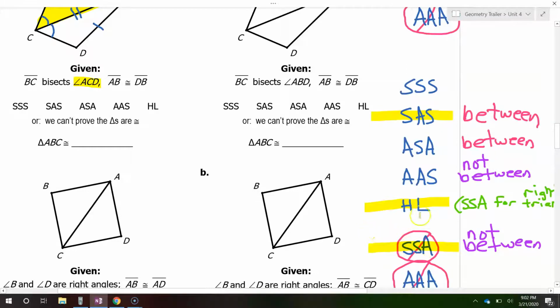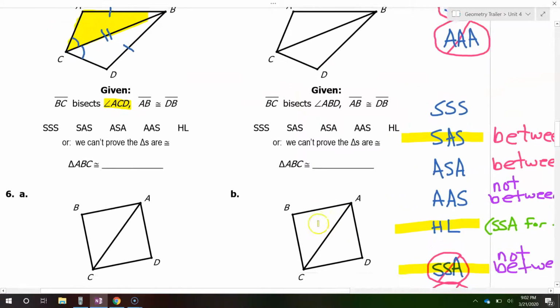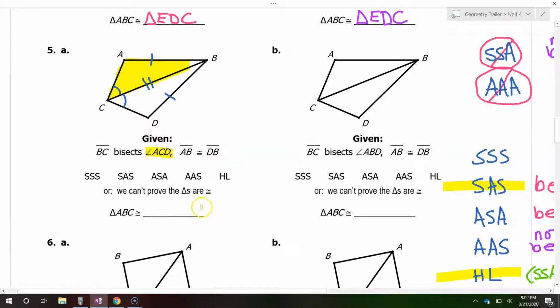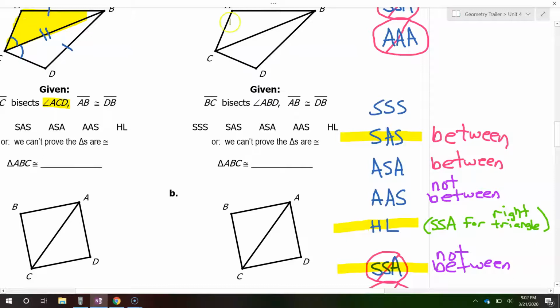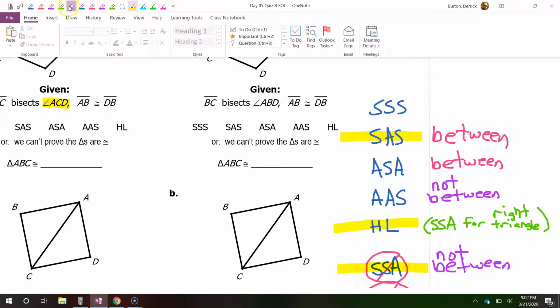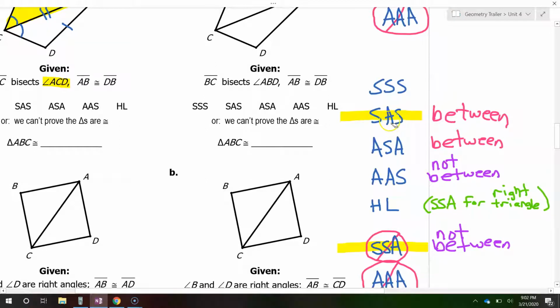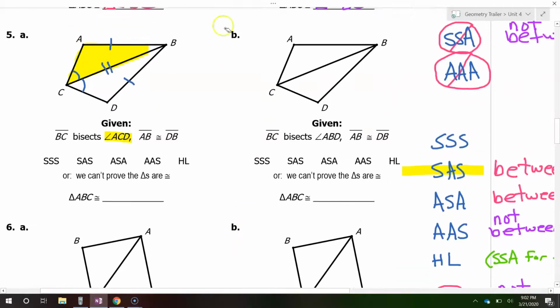Let's start with hypotenuse leg. Is this a right triangle? No, I don't see a little box or anything. This is not a right triangle, so we cannot use hypotenuse leg. Only a right triangle has a hypotenuse. So the only question is whether the angle that we have is between the two sides, or not between the two sides. So let's see.